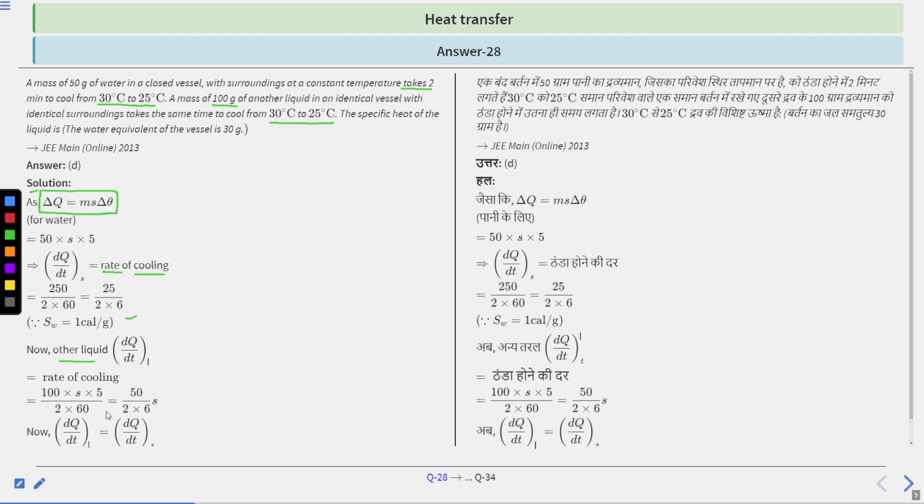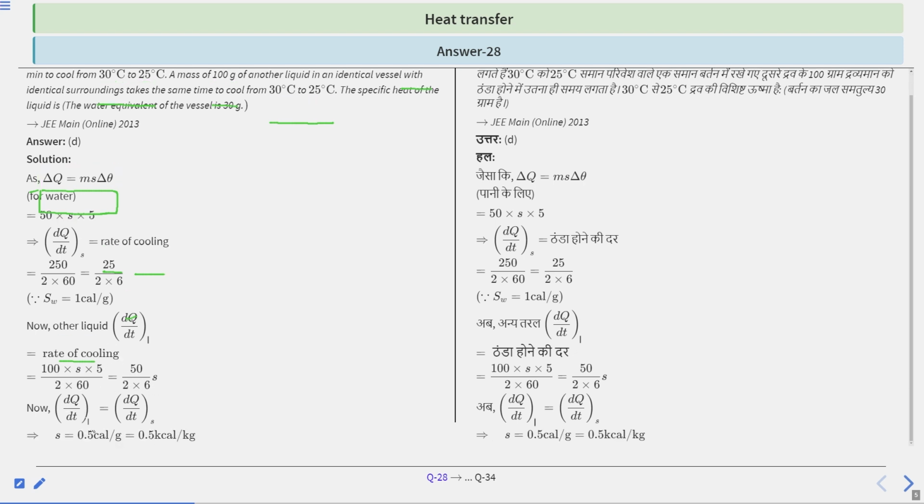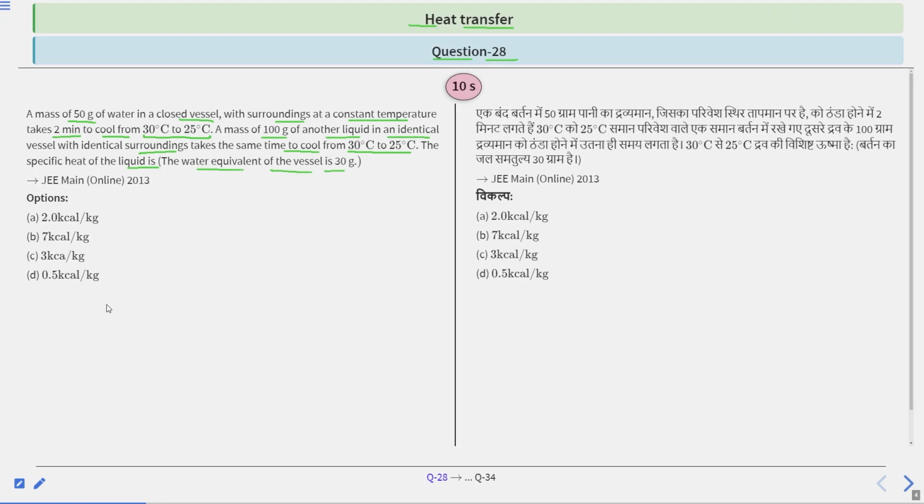So solving this, dQ upon dt for the liquid is equal to dQ upon dt for water, so S is equal to, after putting all these values, 0.5 calorie per gram, which is equal to 0.5 kilocalorie per kg. So this is the correct answer. The specific heat of the liquid is this one. So the correct answer is this. Option D is correct. Clear?